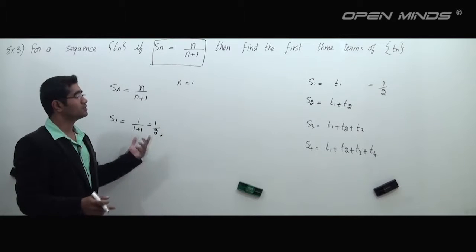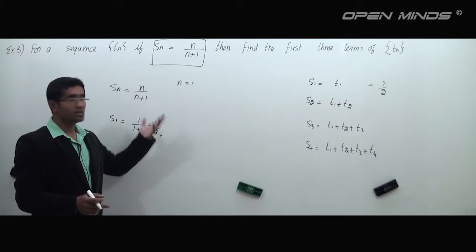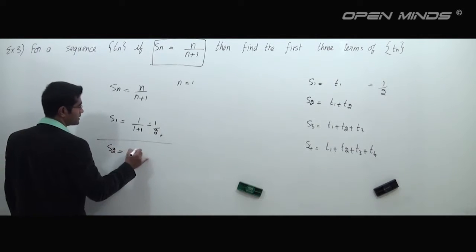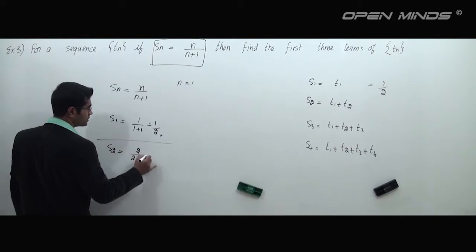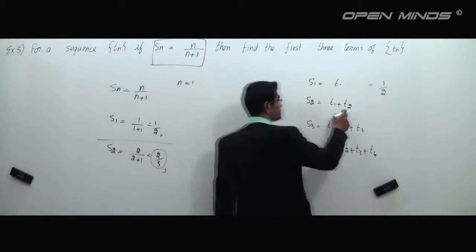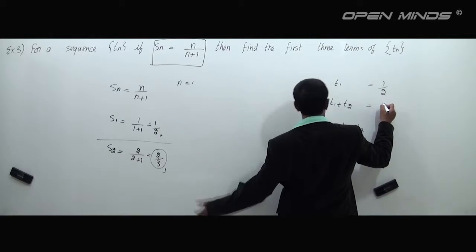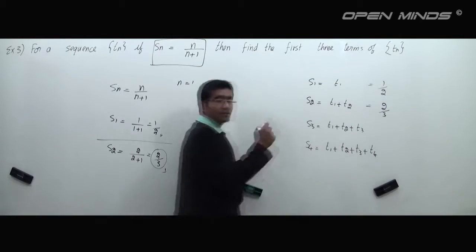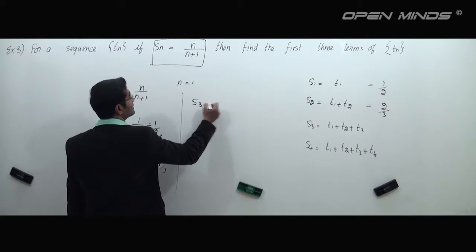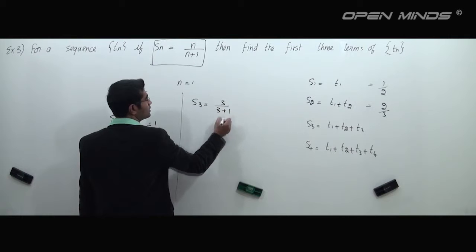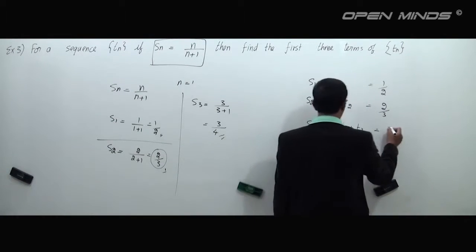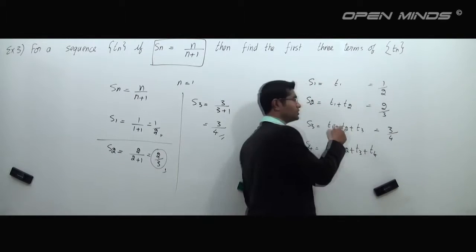So T1 is equal to half, the sum of the first term. There are no two terms, just the first one, so S1 is the first term itself. Now S2 is 2 over 2 plus 1, which is 2 over 3. This is nothing but T1 plus T2. And S3 is 3 over 3 plus 1, which is 3 over 4, which is T1 plus T2 plus T3.